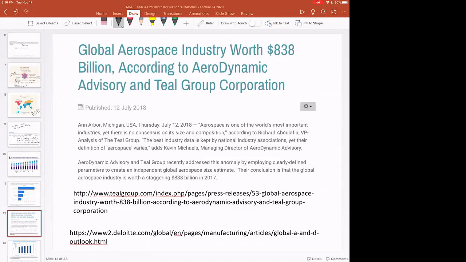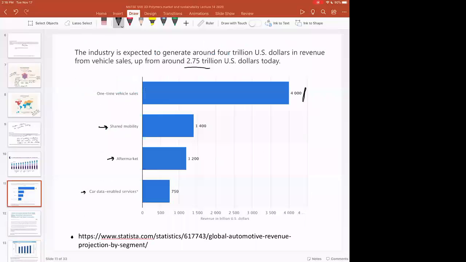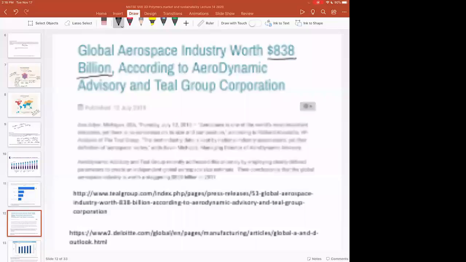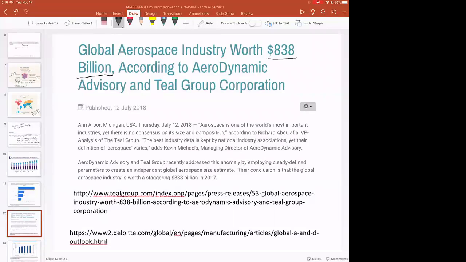Aerospace, the whole industry is worth on the order of $800 billion, so almost $1 trillion. And it's interesting that aerospace is a smaller market than automotive. I guess that makes sense when we talk about the number of cars out there versus the number of airplanes. But this was a little bit smaller than I would have thought. But still, aerospace is an almost $1 trillion industry.